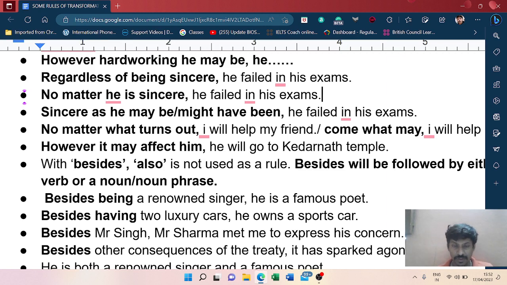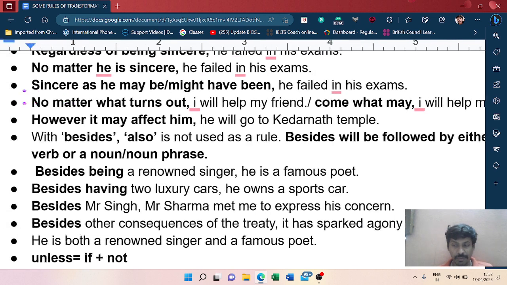Besides Mr. Singh, Mr. Sharma met me to express his concern. Besides other consequences of the treaty, it has sparked agony in the people's hearts. He is both a renowned singer and a famous poet. That is the sense which is imbued in the sentence. Besides being a renowned singer, he is a famous poet. It means he is both a renowned singer and a famous poet.